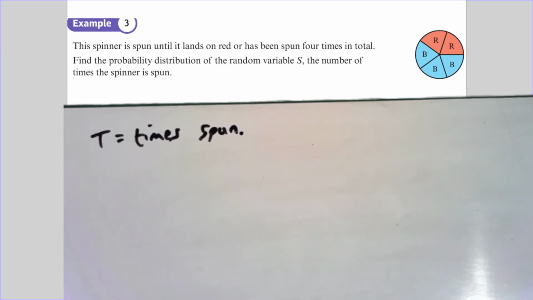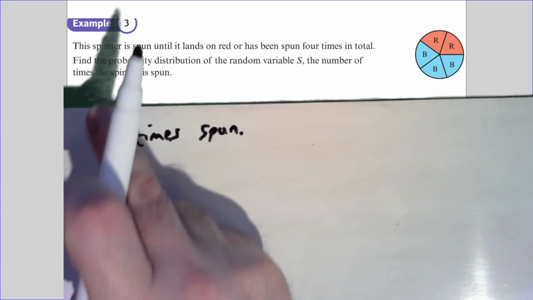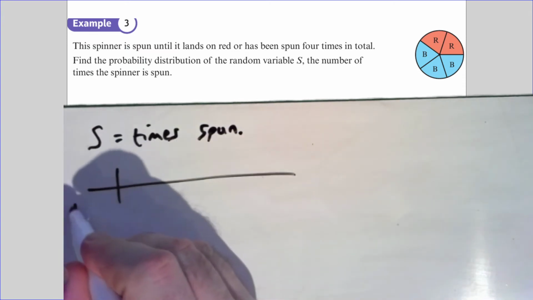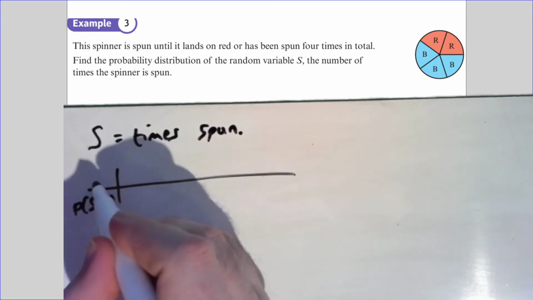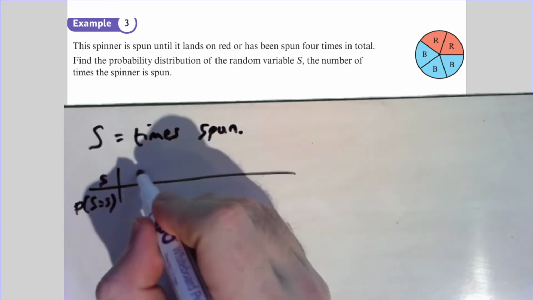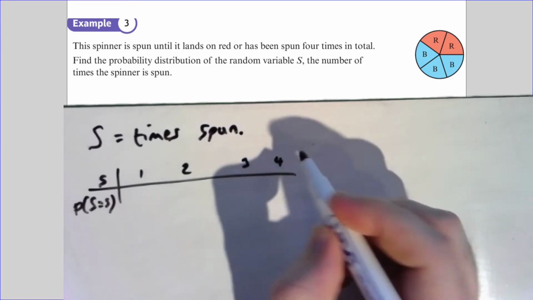Okay, so here we've got a spinner, and we're going to keep spinning this spinner. It's got 3 blue and 2 red sections on it, and we're going to spin this until it's been spun 4 times in total, or until it lands on red. And we're asked to find S, which is the number of times this thing has been spun. So the options for S, we're going to write out probability S equals little s, and here are our options little s. What options can this thing have? It could spin once. We can't spin it no times, and it can't be spun more than 4 times. So 1, 2, 3, or 4.